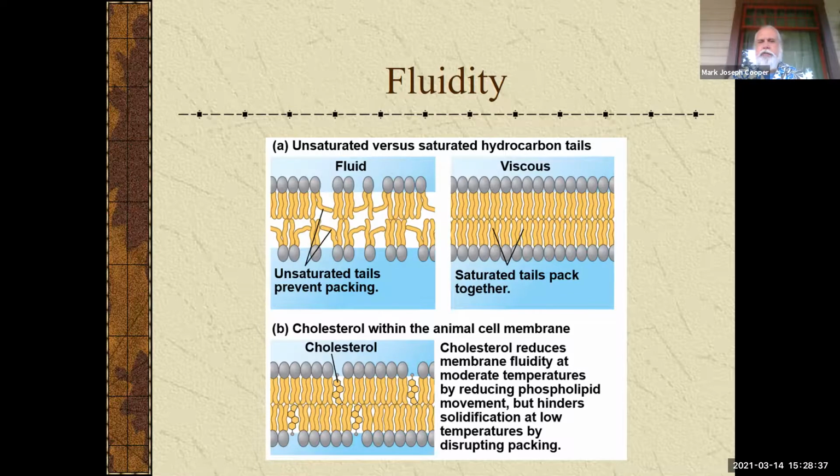I want you to know they rarely will flip. It has been done. They've done it. It's under very rare conditions because to flip, to go from one side to the other, you have to expose those fatty acids to water, which they don't like. So very rarely does that happen. Okay, and so that will stop that section.